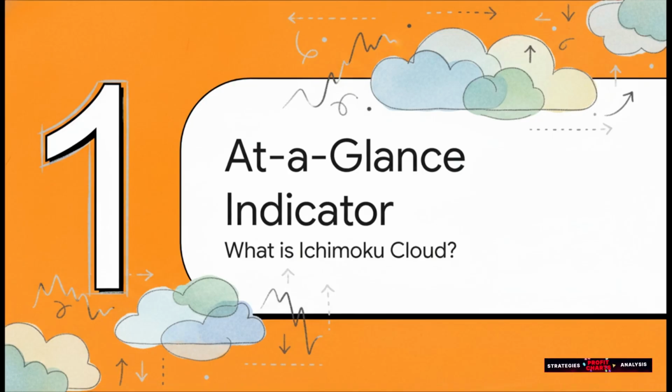The full name is Ichimoku Kinko Ho. It's Japanese, and it translates to one-glance equilibrium chart. And that name is a huge clue. Its entire purpose is to give you a complete picture of the market, the trend, the momentum, and key levels, all in a single look.